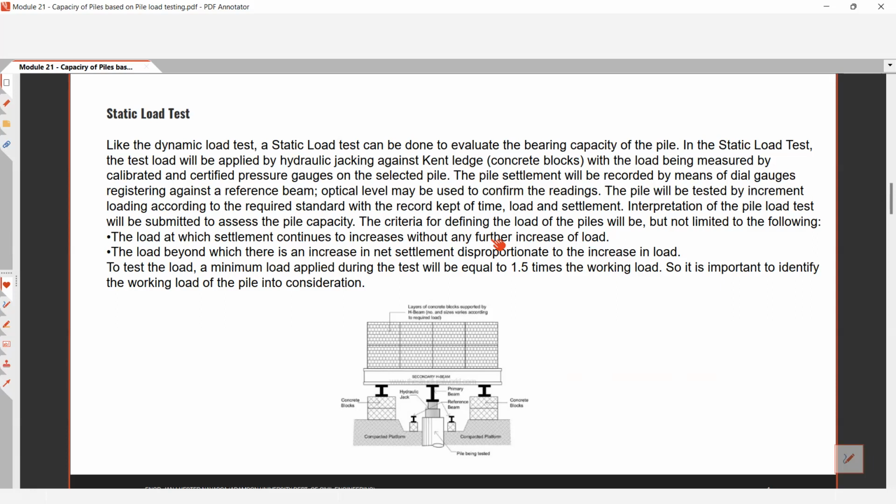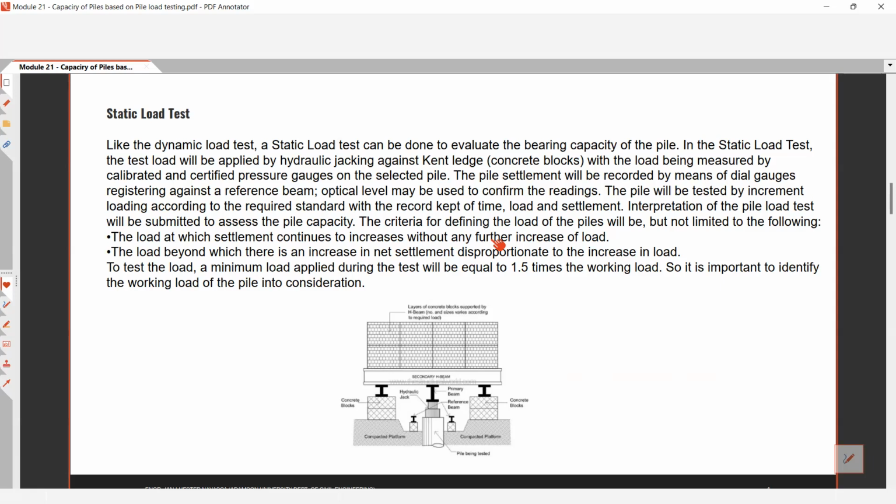Number one, the load at which settlement continues to increase without any further increase of load. So you will know if this is the capacity of the pile given the graph: when at a certain settlement, the settlement is continuously increasing but the load no longer increases. That means the pile has attained its peak load. Even if you keep settling the pile, the settlement keeps going down but the load does not increase.